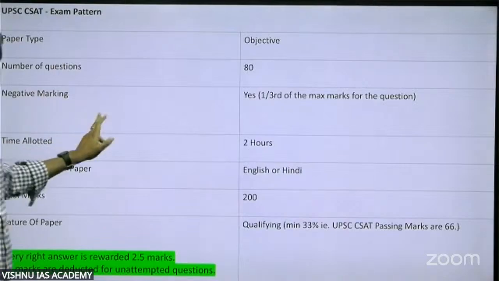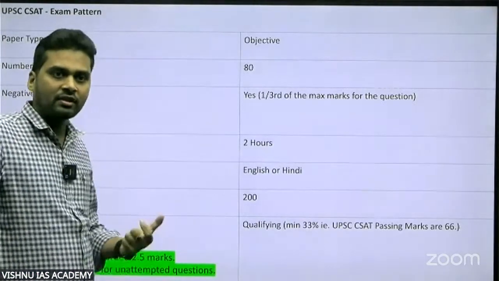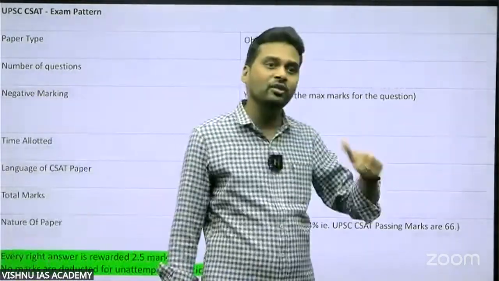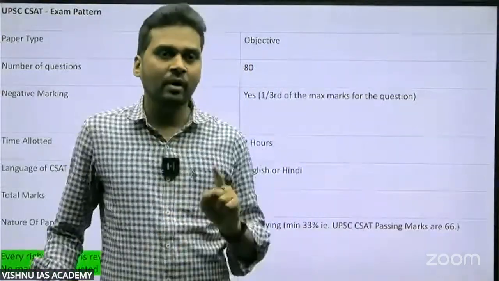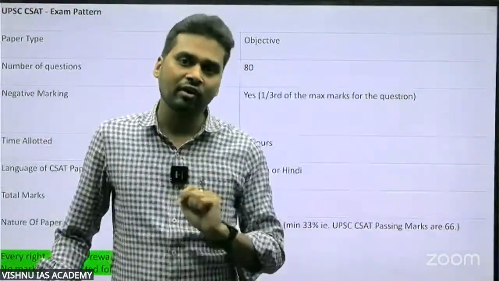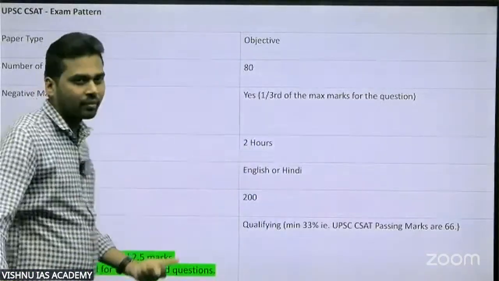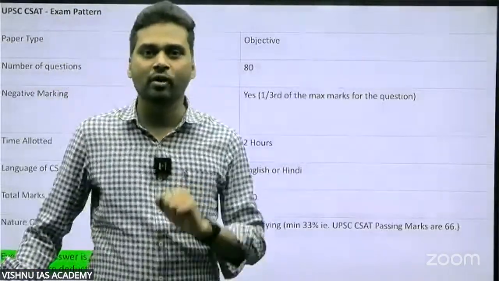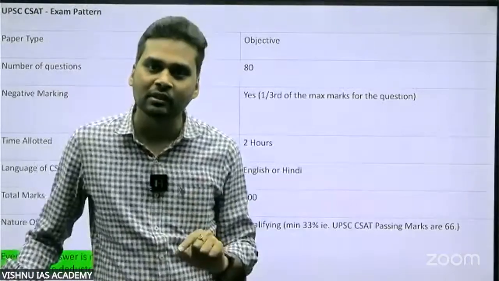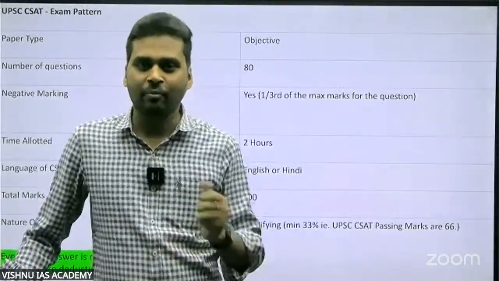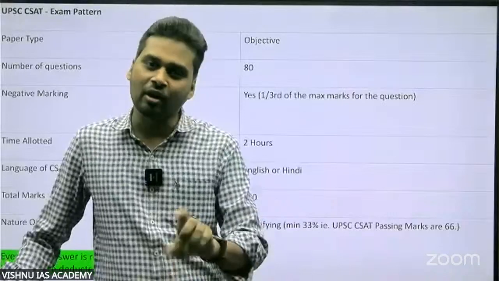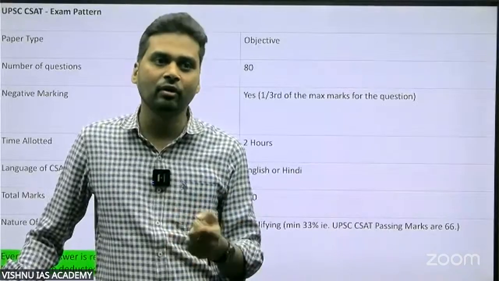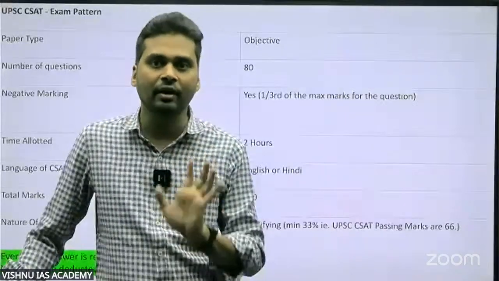Negative marking is there. Like paper 1, in paper 2, the CSAT paper, also you have negative marking. So what is that negative marking? 1/3 of the maximum marks for the question. First of all, each question carries 2.5 marks. 1/3 of 2.5 is approximately 0.833. So approximately you can take 0.85, which is almost 1 mark. If you attempt a question wrongly, you will lose 1 mark. So you need to be very careful when you are attempting it.